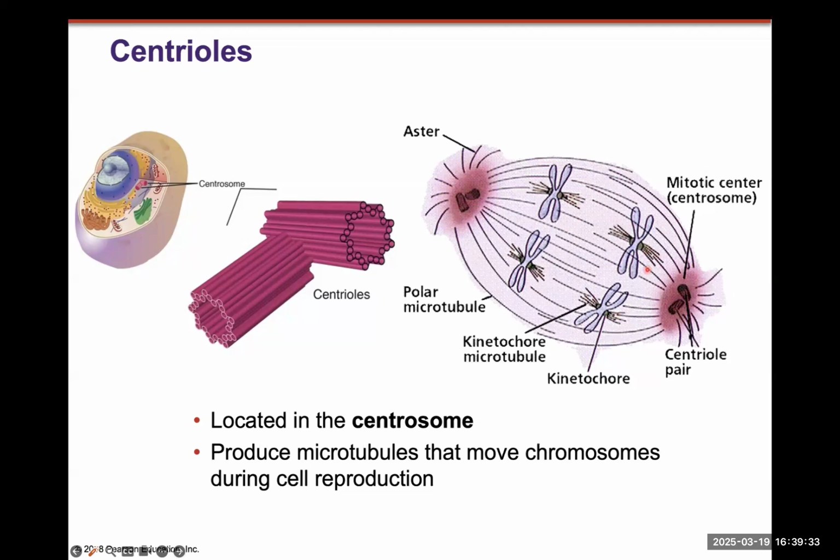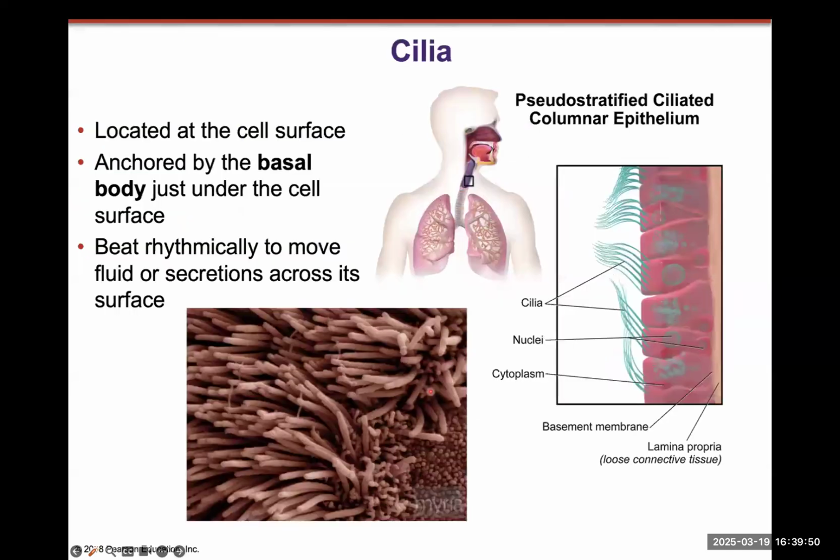called the centriole. In this case, the component here is made up of the same material as the cytoskeleton. So centrioles are located in the centrosome and produce microtubules that move chromosomes during cell reproduction. In addition to this component, it can also be turned into something called cilia.